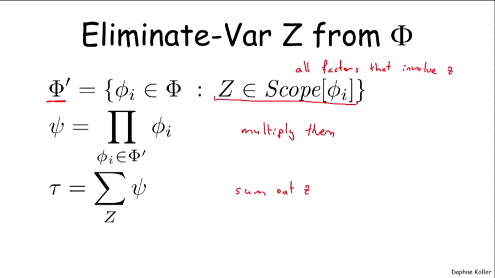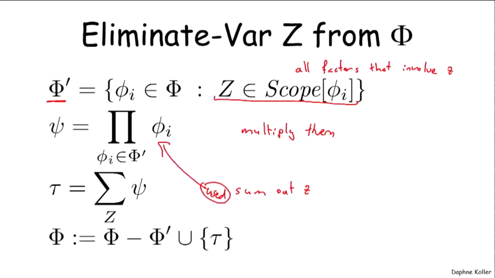Now, and here is the important point. We've already used up these factors. These ones over here have now been used. We don't want to reuse them. And so we take them out of the set of factors, and instead we introduce the one that we just created by multiplying those factors and summing them up.